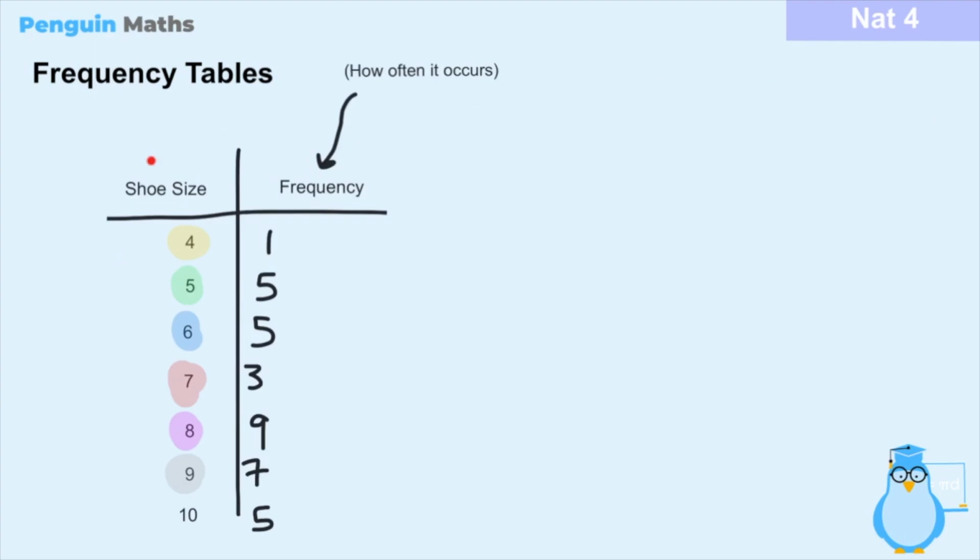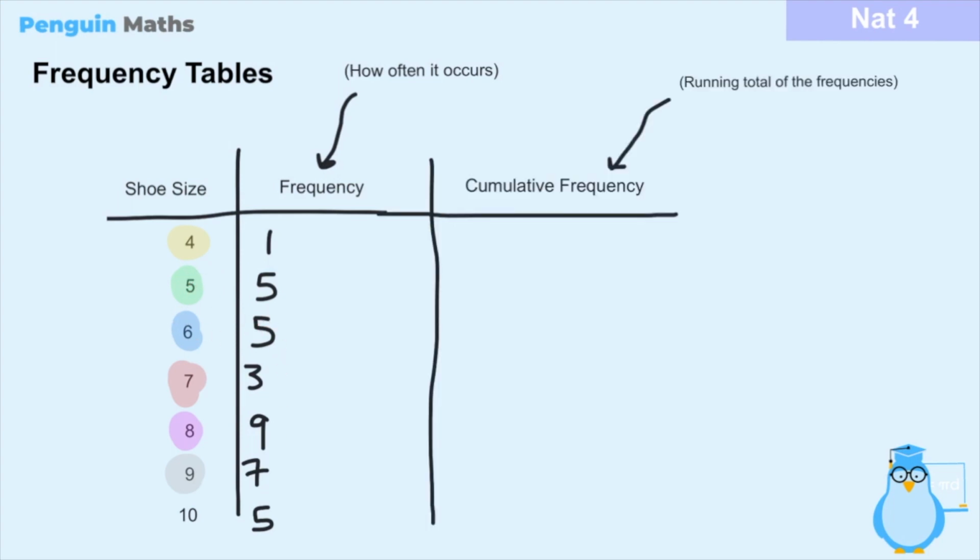So we said that when we were measuring shoe sizes, the frequency is just simply how often something occurs. So that means that we have 1 student with a shoe size of 4, 5 students with a shoe size of 5, 5 with a shoe size of 6, and so on. But we also have a different type of frequency, and it's called the cumulative frequency, and all that basically means is it's a running total of all the frequencies that occur.